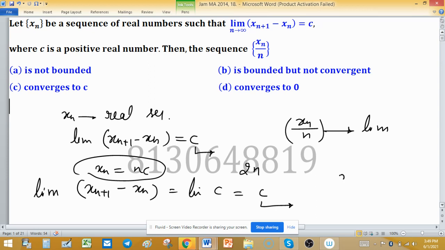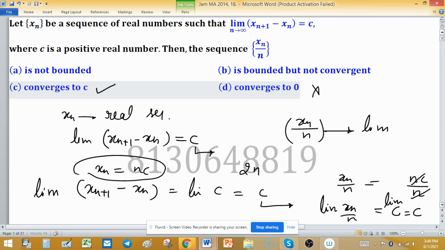So we have to tell about xn upon n. As xn is nc, xn upon n is nc upon n, n cancels out by n, so this is c. Again the limit of xn upon n is equal to the limit of c, a constant sequence, and this is the same. So the limit exists, and it is obviously bounded, and it does not converge to 0, so option D is discarded here.